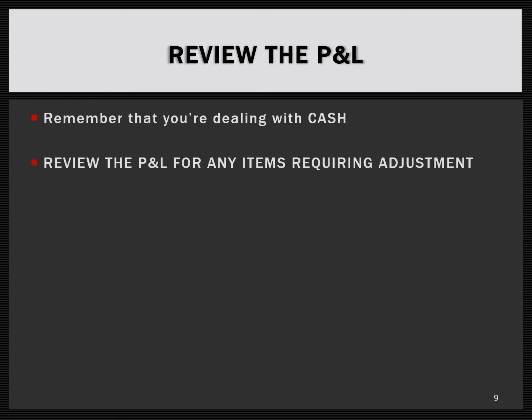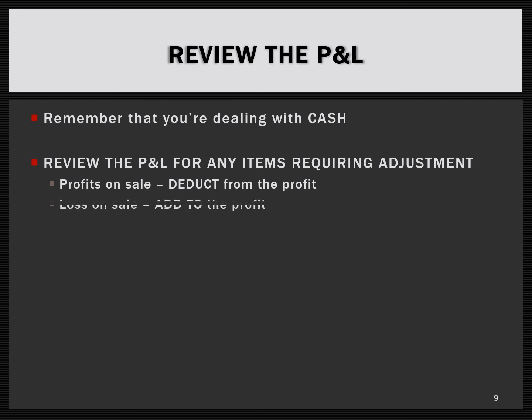First thing to do with the cash flow question is to look carefully at the profit and loss account, and remember that you're dealing with cash in the cash flow. So anything that's not going to result in money going into or out of the bank account, we need to make an adjustment for. So have a look at the profit and loss account to identify any items that need adjusting. If there's a profit on sale included, that's got to be deducted from the profit figure. If there's a loss on sale, you've got to add it to the profit figure.